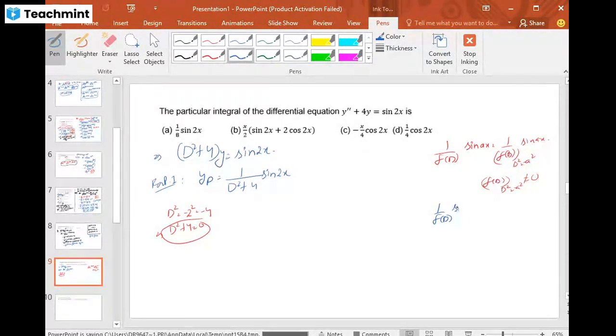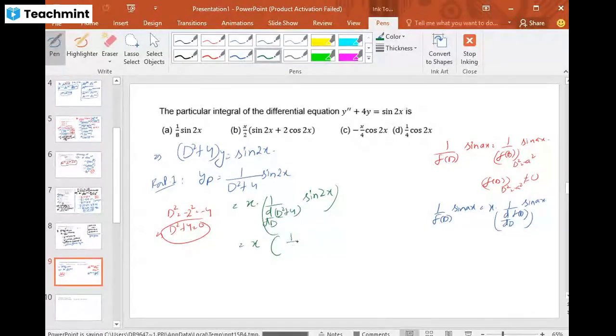So in case of failure, what do we need to do? We multiply by x, differentiate the denominator function with respect to D, and then apply this operator on the sine. So we are going to multiply by x, differentiate D² + 4 with respect to D, and then apply this operator on sin 2x. What is its derivative? It is 1 by 2D.